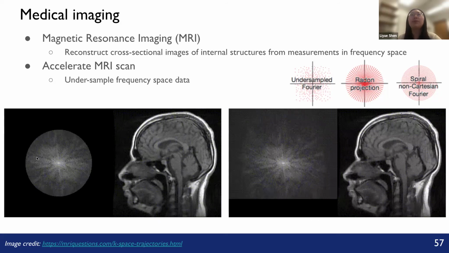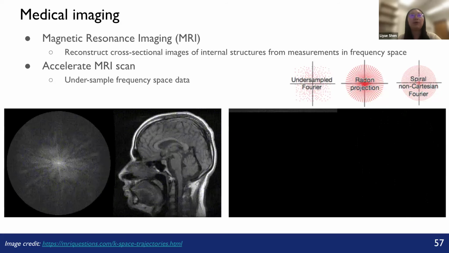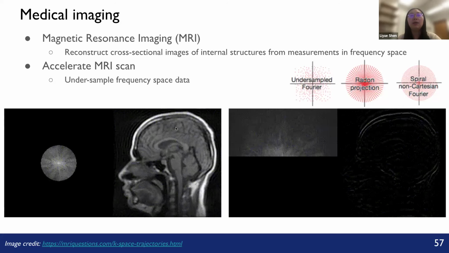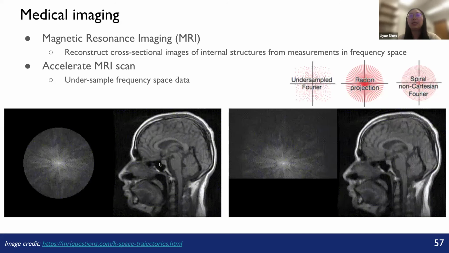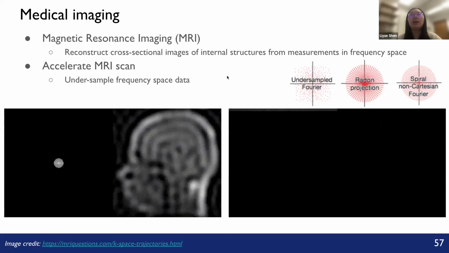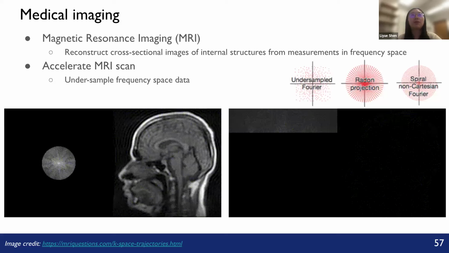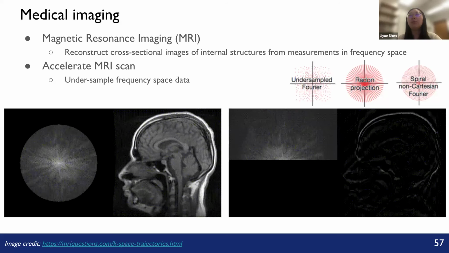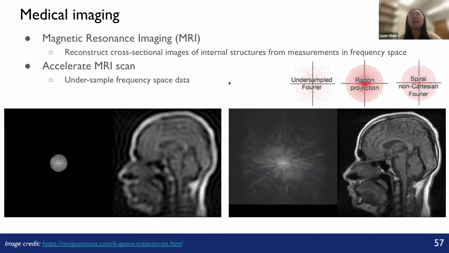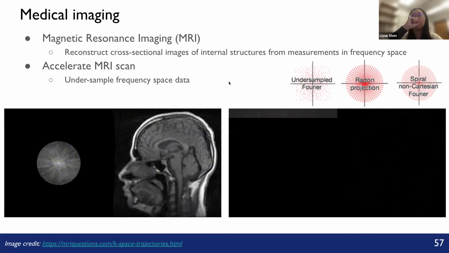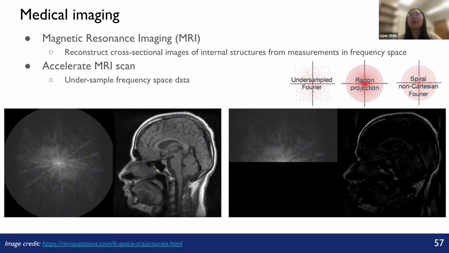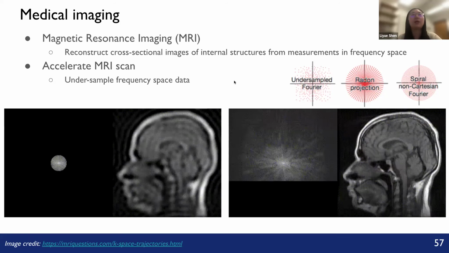But if we undersample the frequency space data, that will also bring different artifacts in the image space, as shown here in the right figure. So in this case, how can we do the sampling in a smart way, and how can we do the reconstruction to better remove or avoid artifacts in this reconstruction process? That has been very long-term research in the MRI community for accelerated or undersampled MRI reconstruction.